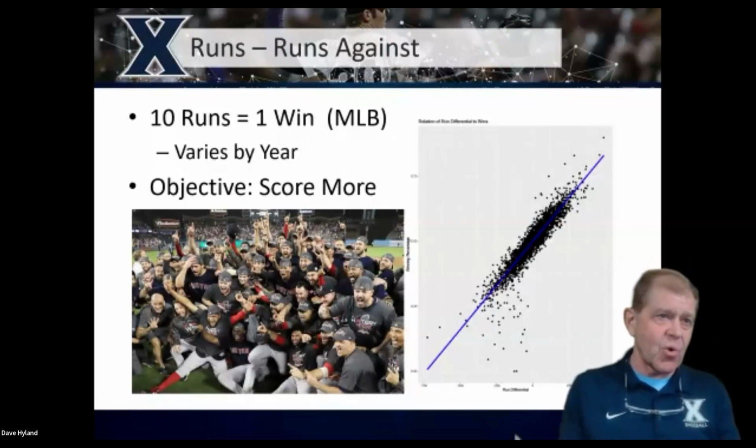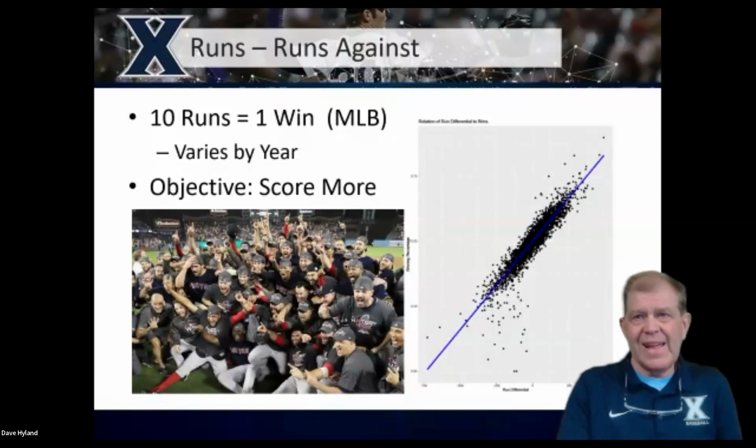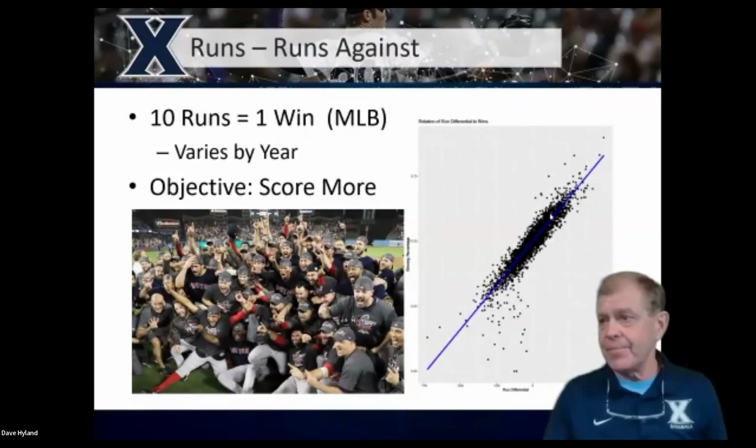Well, when do I get that run? If I get that run in a tie game, that puts me to extra innings, and I've now got a 50% chance of winning. If I get that one run in a game where I'm losing by a lot, it doesn't matter. If I get that run where I'm winning a lot, it doesn't matter. So if we look at this graph, it is run differential.